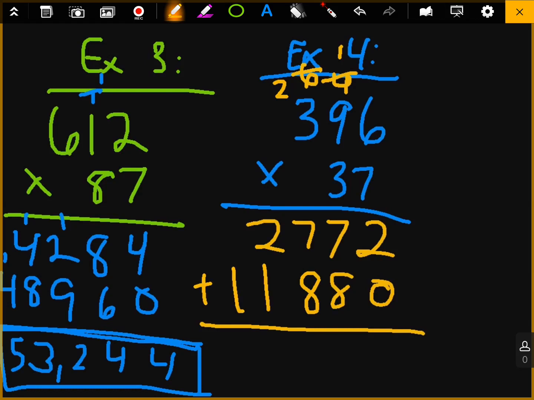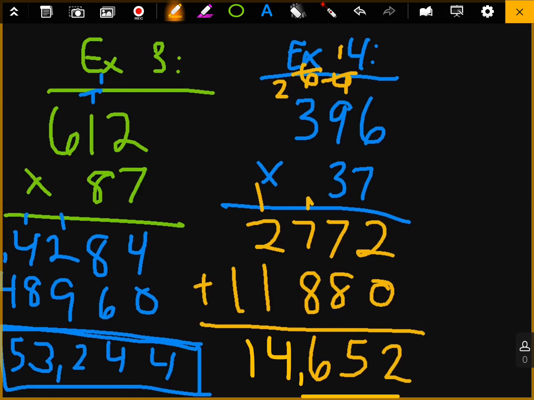And finally, we add our products. 2 plus 0 is 2. 8 plus 7 is 15. 5 goes there. 1 gets carried over. 8 plus 7 is 15. Plus the 1 is 16. 1 gets carried over. 1 plus 3, or 1 plus 2 equals 3. Plus 1 is 4. And boom, there's the answer. So those are the steps that we take.